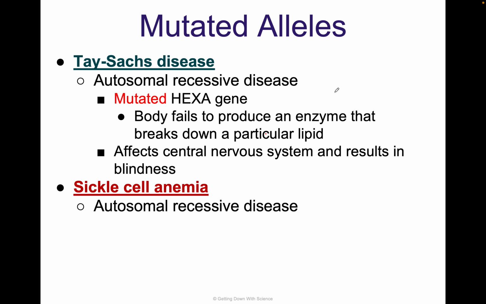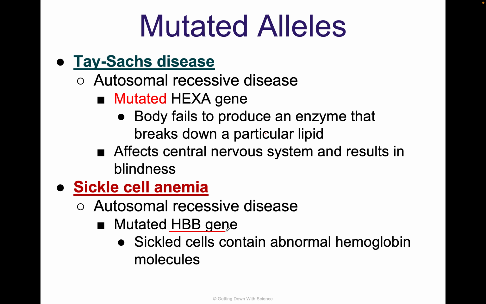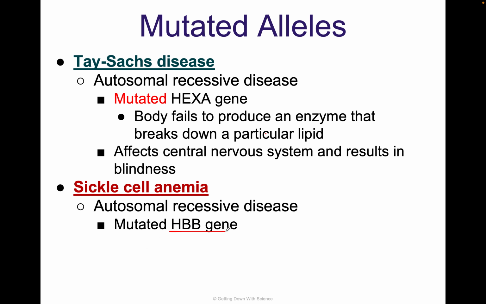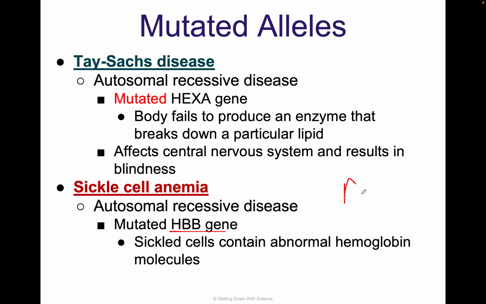Sickle cell anemia is also a great example of mutated alleles. It's an autosomal recessive disease. So it's actually a mutated hemoglobin gene, and it's caused by a single base pair substitution. It's wild, right? So an A is mutated to a T, and all of a sudden you have sickle cell anemia, right? Sickled cells contain abnormal hemoglobin molecules, causing that weird sickle cell shape. Because we have abnormal hemoglobin molecules, the O2 that generally attaches to the hemoglobin cannot get efficiently transferred to body tissues. It's a whole thing.